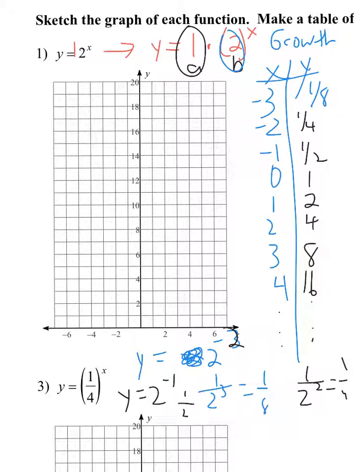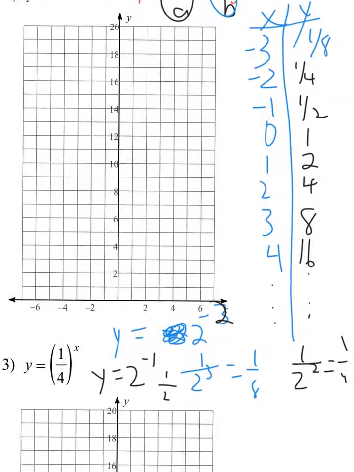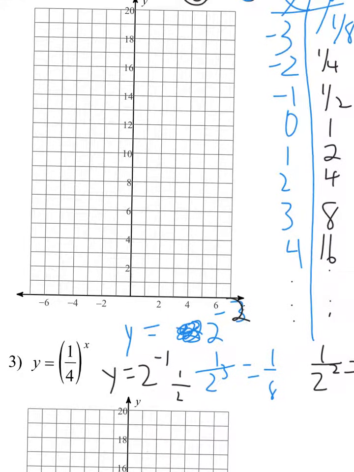So let's plot these points. So I've got -3, 1/8. We're barely above the x-axis there. And then at -2, we're at 1/4. So we're just a little bit higher. We're at 1/4 right here. At -1, we're at 1/2. So at -1, we're about right there at 1/2. At 0, we're at 1. So about right there.